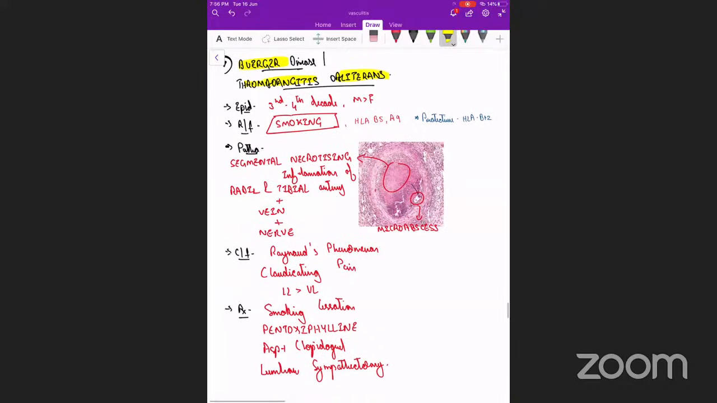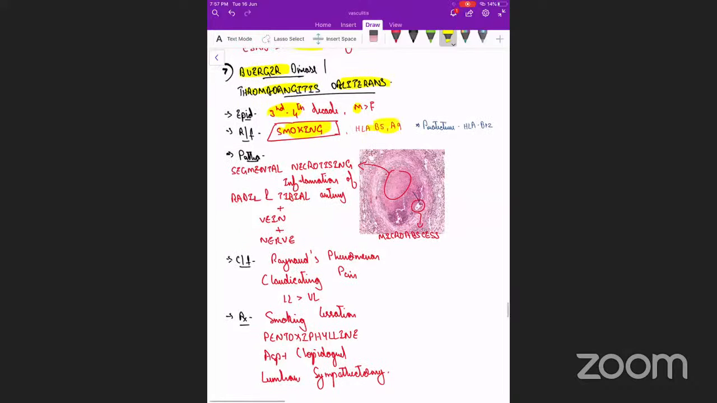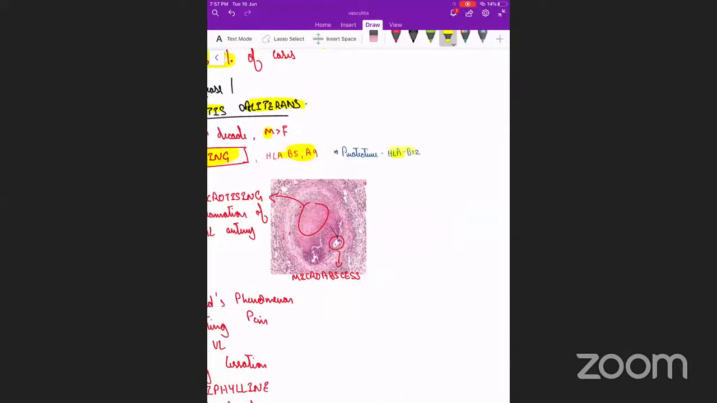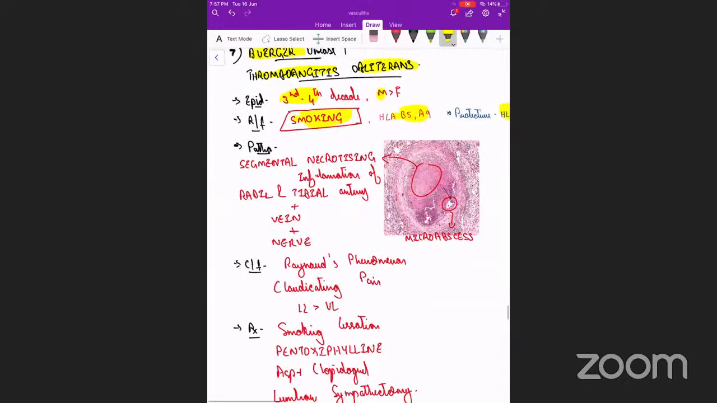It usually affects middle-aged men. Smoking is the highest risk factor associated with this. Other than that, HLA B5, A9 as well can be there. But this can be asked as a question, because what is protective is HLA B12. HLA B12 is protective.